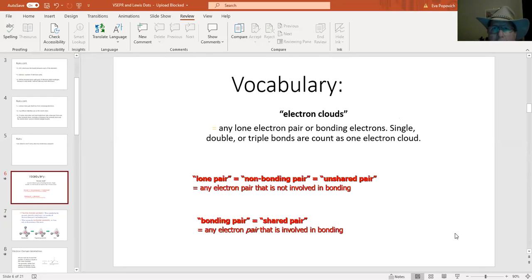The first thing I'm going to say is an electron cloud. Electron clouds are nothing more than densities of electrons. A single, double, or triple bond counts as one electron cloud. Each lone pair counts as a single electron cloud. Lone pairs are those that are not involved in bonding. Bonding electrons are those that are involved in bonding. Am I saying anything that sounds ridiculous so far? No, no, sir.